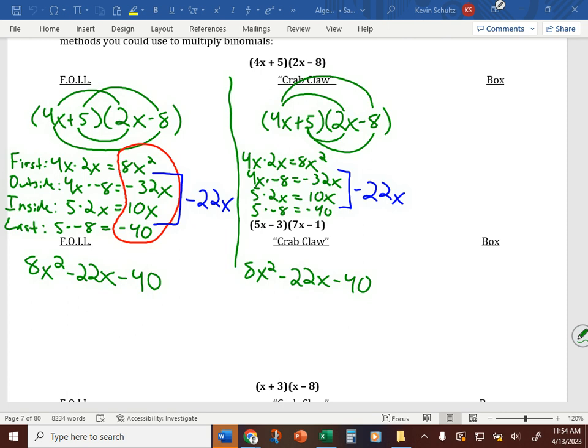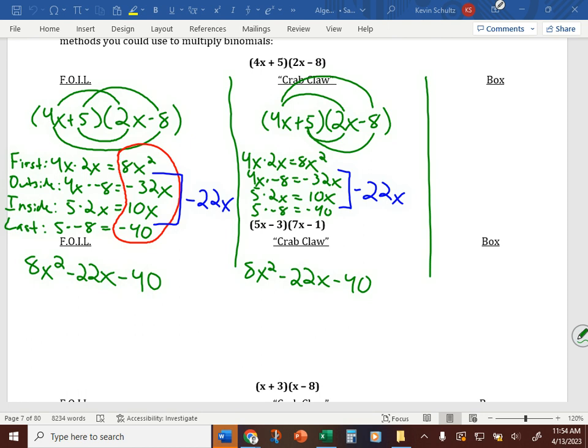Okay. The last one, the box method. Who remembers Punnett squares in science? Kind of. Yeah, tell me how Punnett squares work. I can't tell you how they work. Okay, tell me how they're set up. It's with genetics, right?